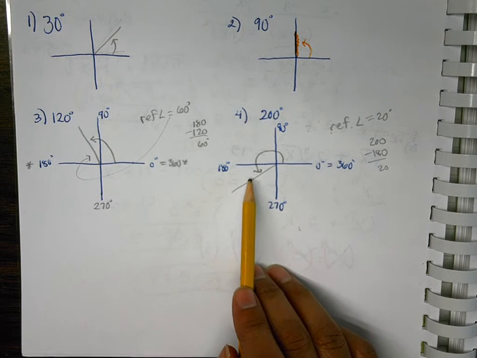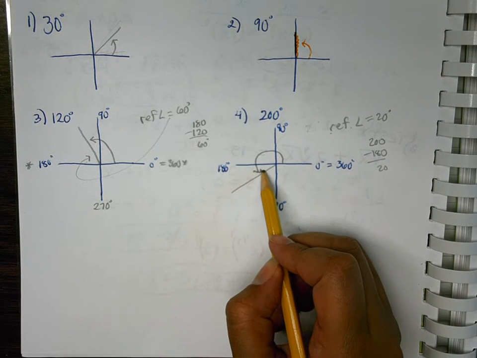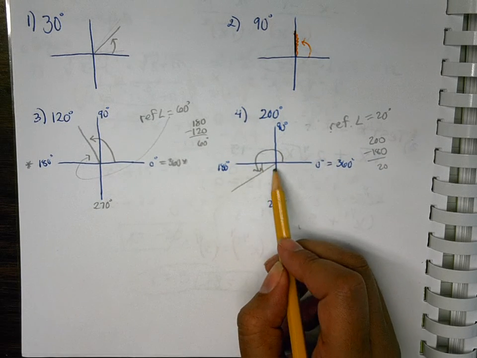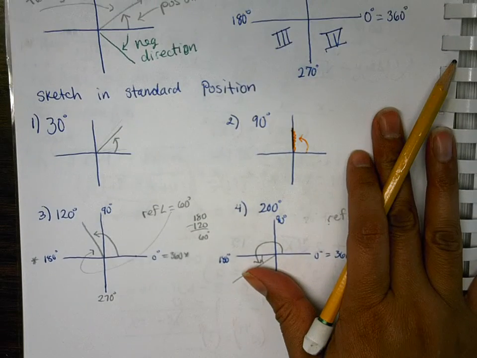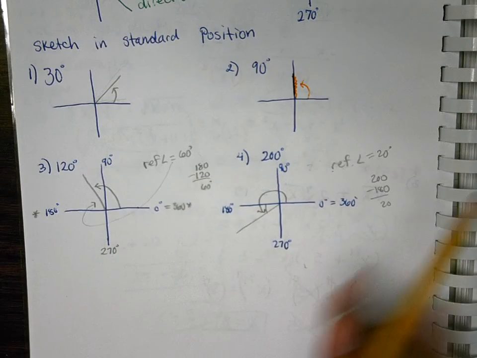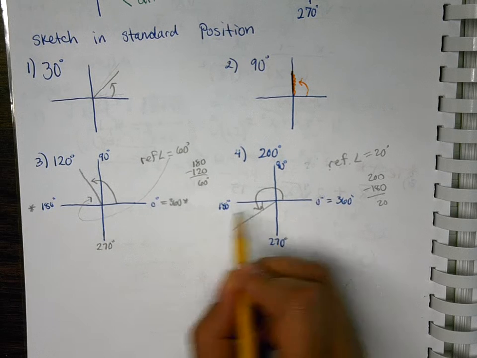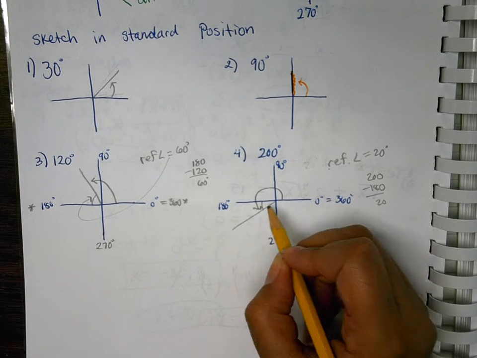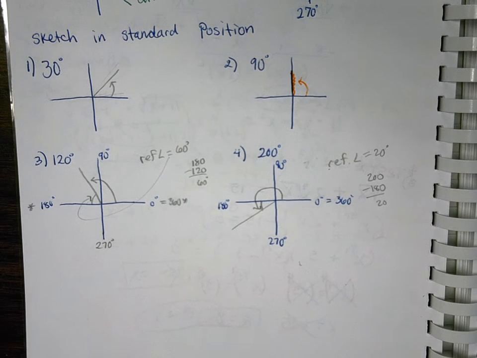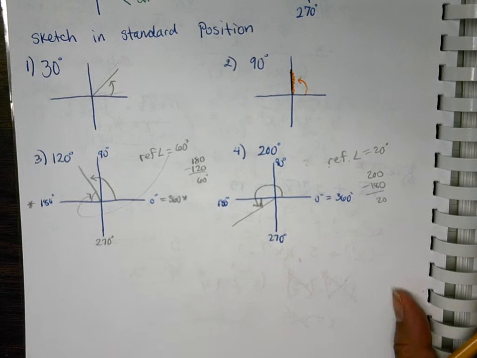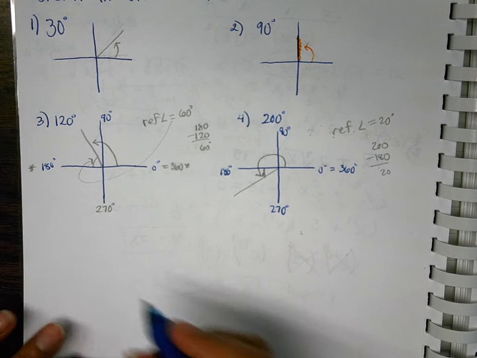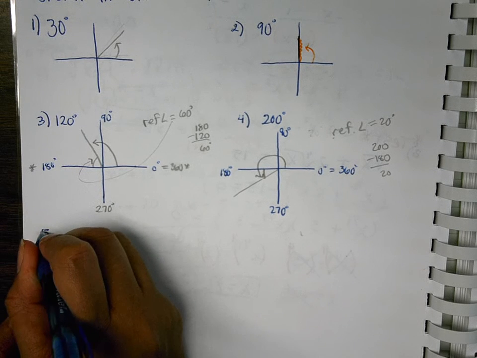Okay, so this here, the measurement from your terminal side to your x-axis is your reference angle. This is your reference angle. This is your reference angle. Does that make sense? Do I ever look over to the y-axis? No. All right.